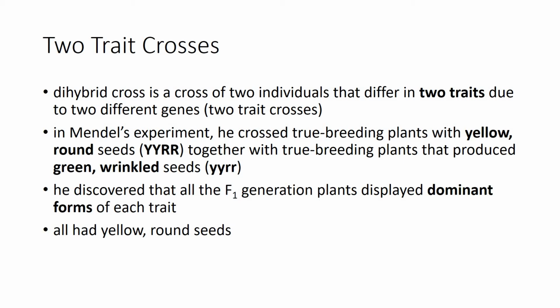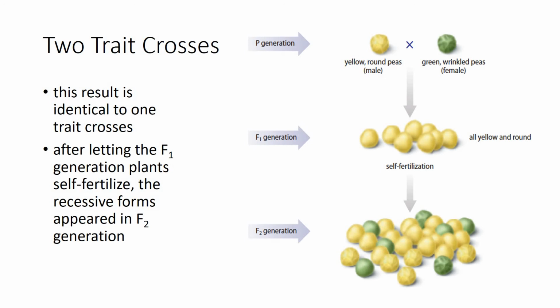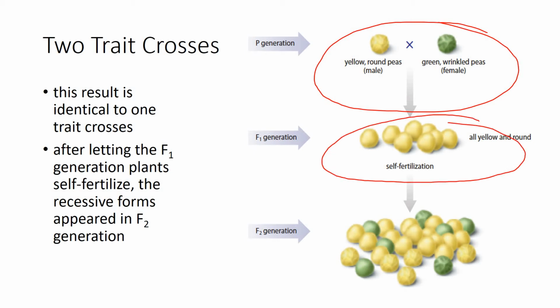He discovered that all the F1 generation plants displayed dominant forms of each trait. They all had yellow round seeds. This result is identical to the one trait crosses, and after letting the F1 generation plants self-fertilize, the recessive forms appear in the F2 generation, just like what happened in one trait crosses. So as you can see here, in the P generation, we have our yellow round peas fertilized with the green wrinkled peas. The first generation that showed up were all yellow and round, and he took all the yellow and round, fertilized them again, and then he got a mixture of all of the different types that showed up.